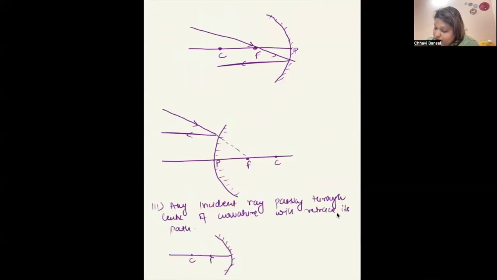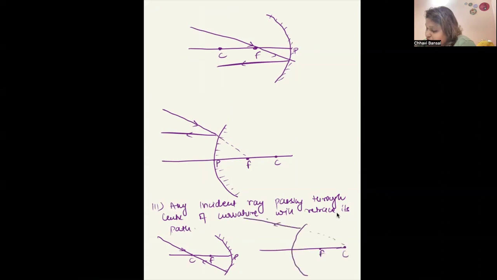This is C, F, P. If any ray comes this way, it will retrace its path. Okay, because the line that is passing from the center falling on the mirror will be a normal to the mirror. Normal means 90°, and whenever the angle of light with the mirror is 90°, it is going to retrace its path. Same way here, focus, center, it will retrace its path. Clear?